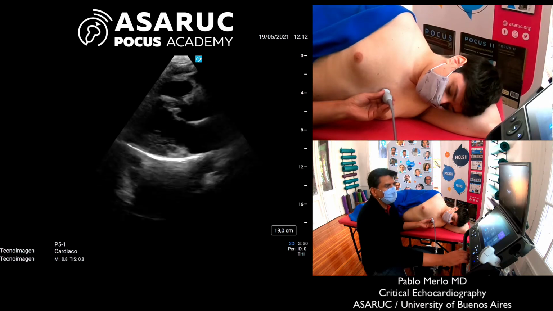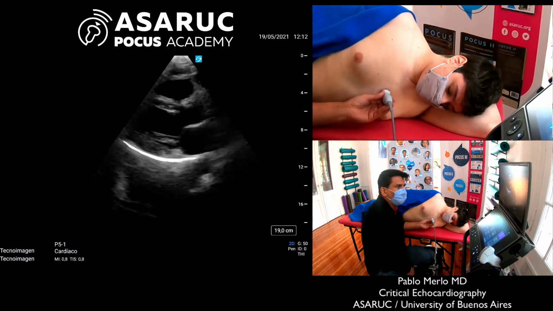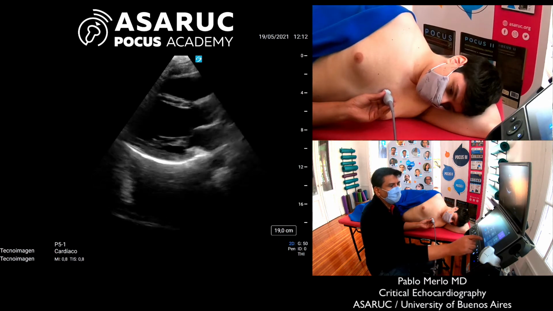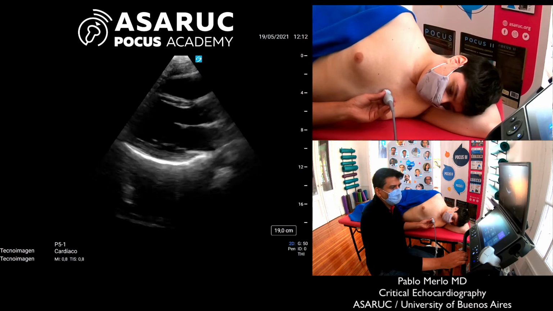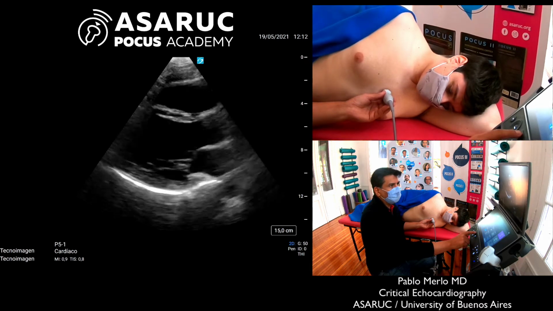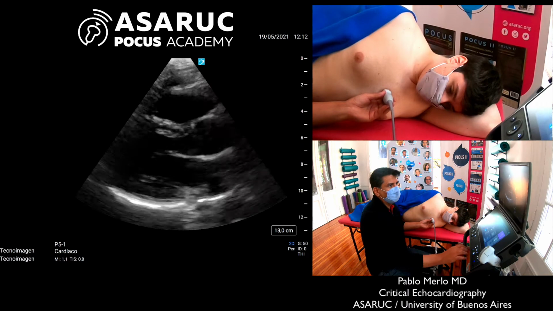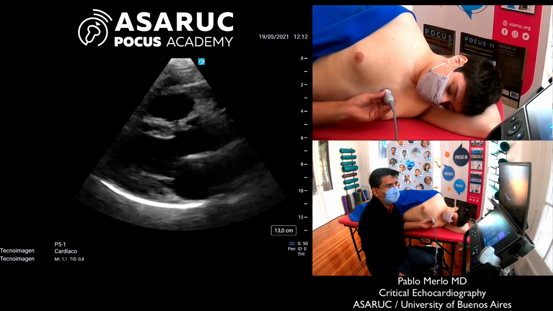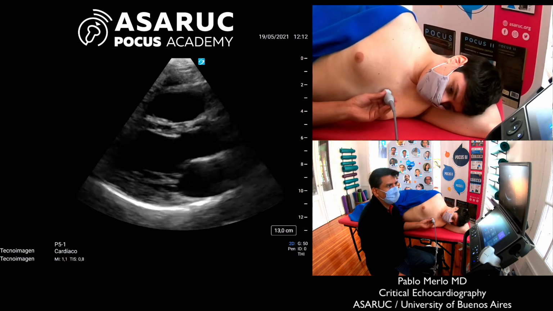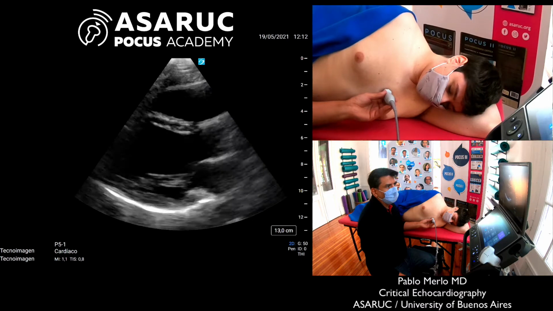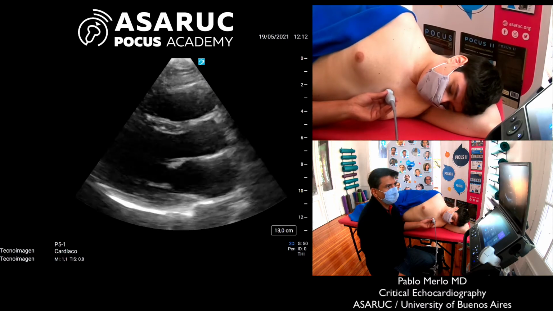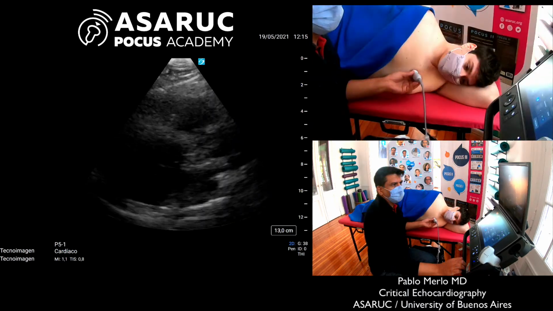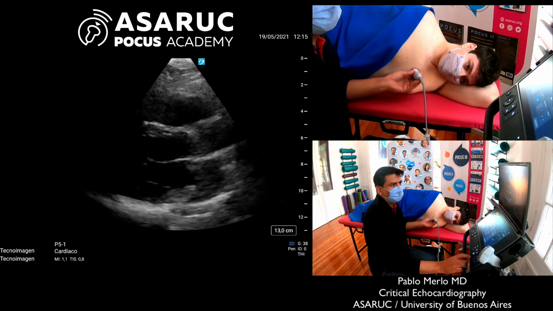We'll start with a parasternal long axis view of the left ventricle, adjusting the image depth to 13 centimeters, which is usually the best option for this view. This is a parasternal long axis view of the left ventricle. Visually, the patient, who does not have a history of cardiovascular disease, has a normal systolic function. Let's keep going.